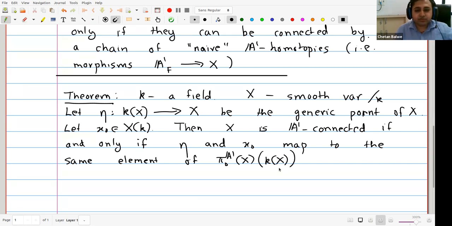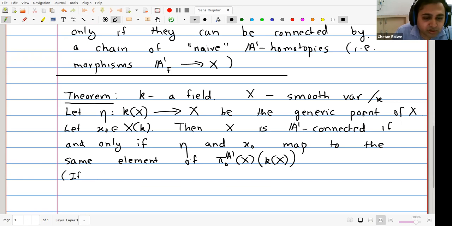Of course x naught is a K valued point, but K injects into K(X), and so I can look at the image of x naught in this set. Eta obviously maps into this, and they have to be mapping to the same thing. So I'm just saying that eta and x naught are A1 homotopic. Of course, this is a somewhat abstract statement because I'm not placing any restriction on X.